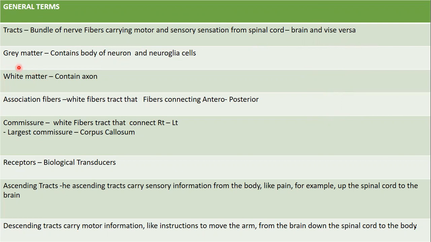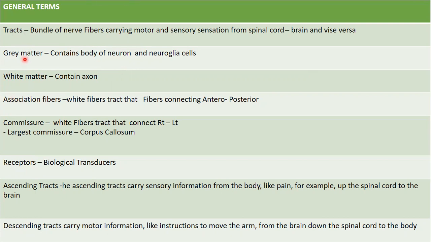What is gray matter? We have already discussed. Gray matter contains neurons as well as neuroglia cells. Neurons are the structural and functional unit of the nervous system, and neuroglia cells are the supporting cells of neurons. Coming to the white matter. Why is white matter white? Because it contains only the axon fibers and not the cell bodies. That is why it is white in color, and the white matter only forms our tracts.